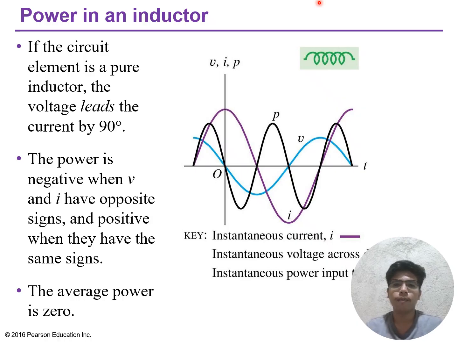Unlike resistors, pure inductors consume no net energy. They only store and release magnetic energy. This zero average power explains why inductors don't get hot or dissipate energy irreversibly. The graphs clearly illustrate the energy storage rather than dissipation.